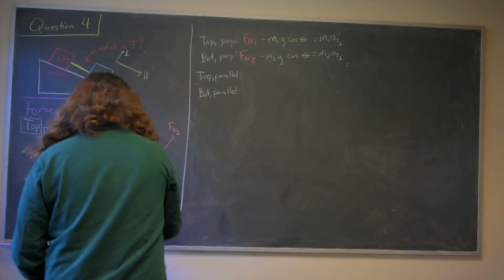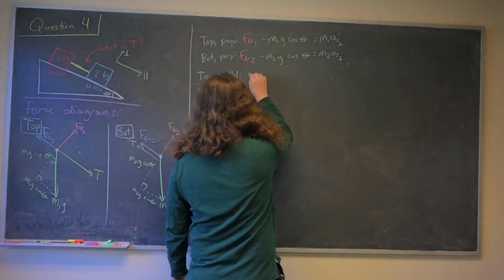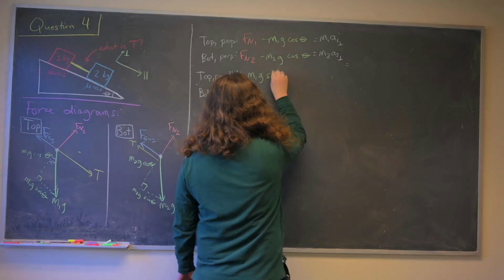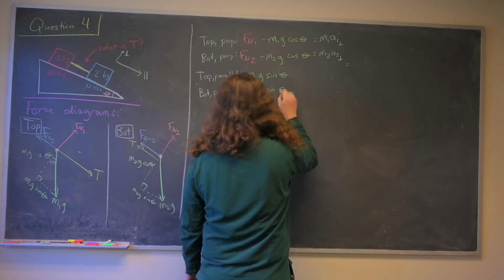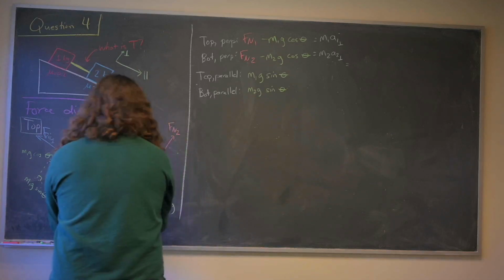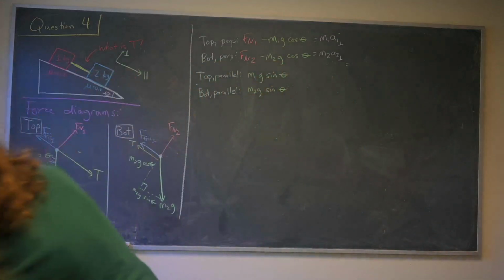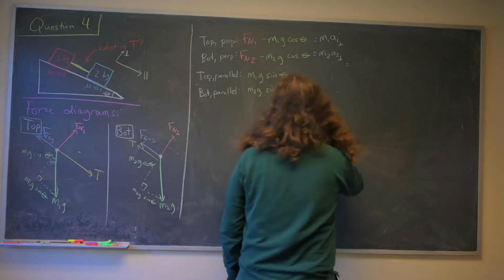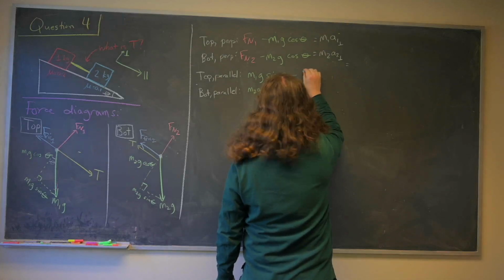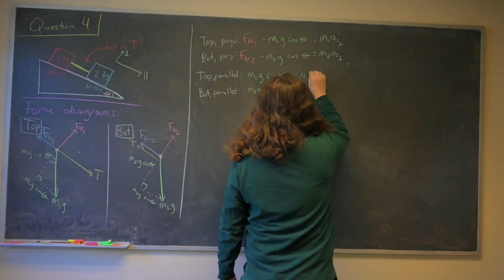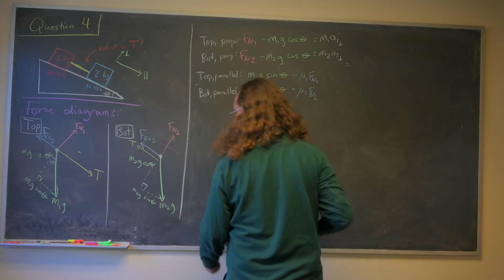In the parallel directions, in both cases, gravity pulls them down the slope. So m1g sine theta, m2g sine theta. Friction pulls them back up the slope. And I know the formula for the force of friction is the coefficient of friction, mu, times the normal force. So I'm going to go ahead and put that in. Let's see, friction goes up the slope, which I've decided is negative, so mu1 Fn1, mu2 Fn2.